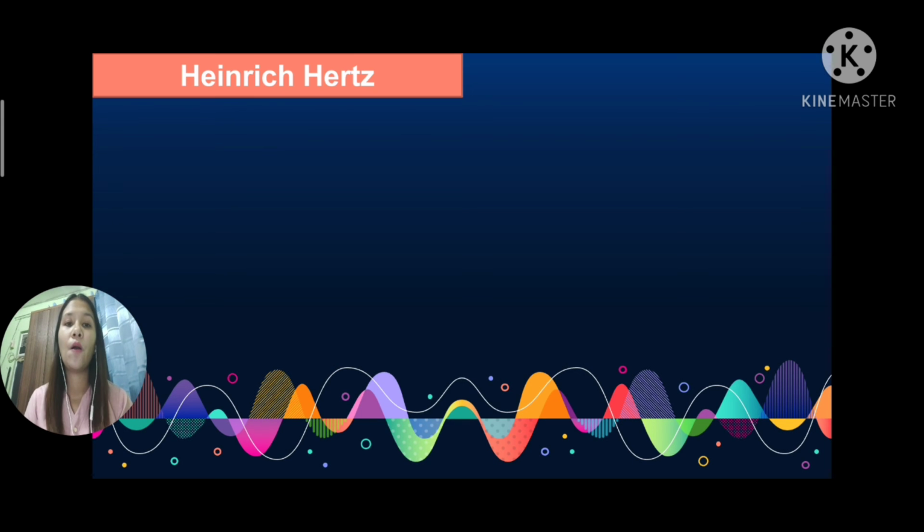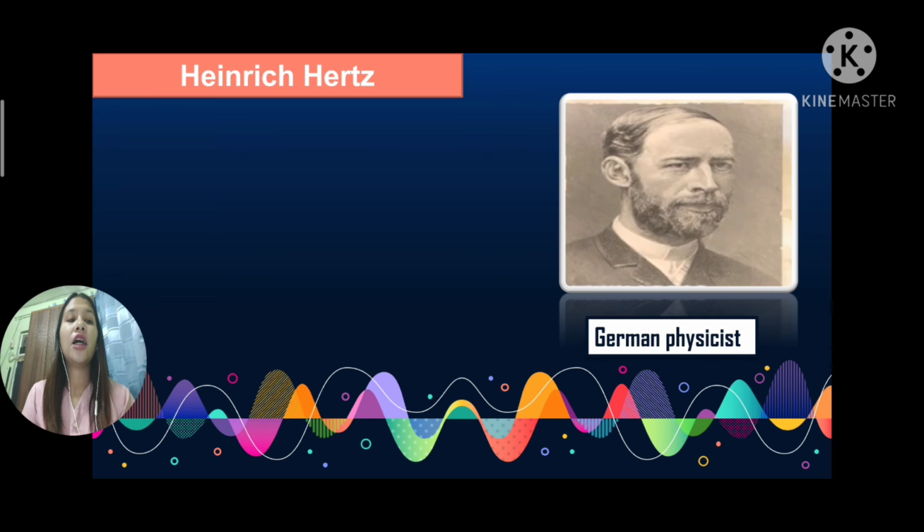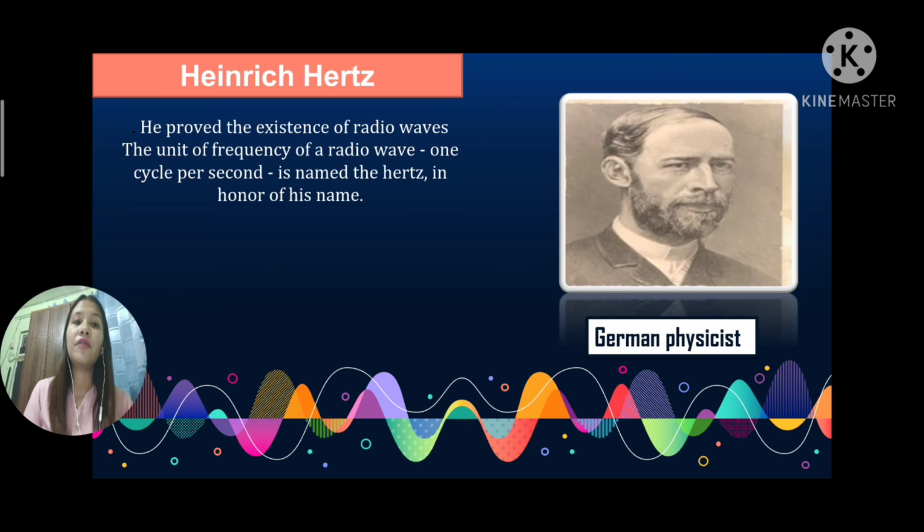And the last one, we have Heinrich Hertz. In 1880, the German physicist Heinrich Hertz proved the existence of radio waves. The unit of frequency of a radio wave, 1 cycle per second, is named the hertz in honor of him. And he also showed that radio waves possess all the properties of electromagnetic waves.